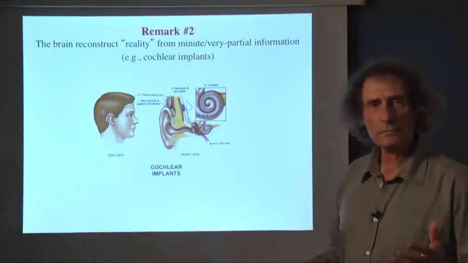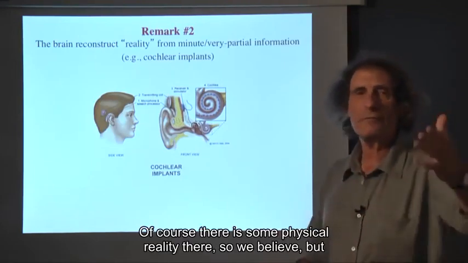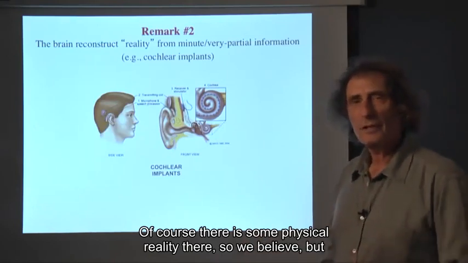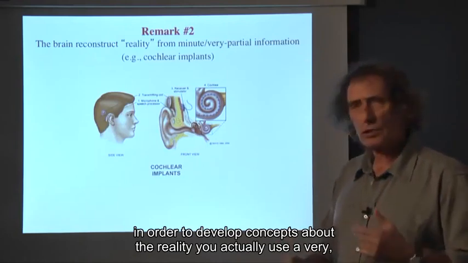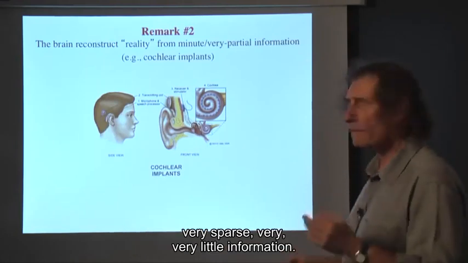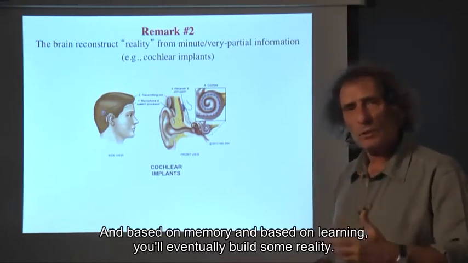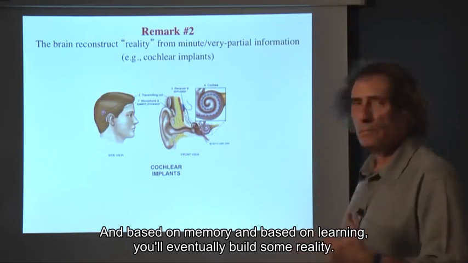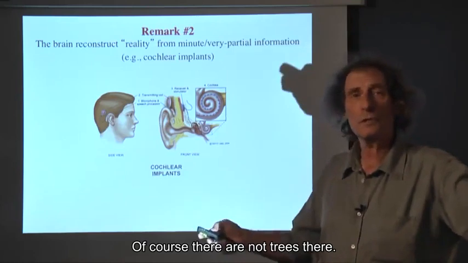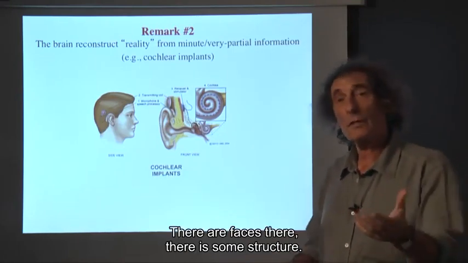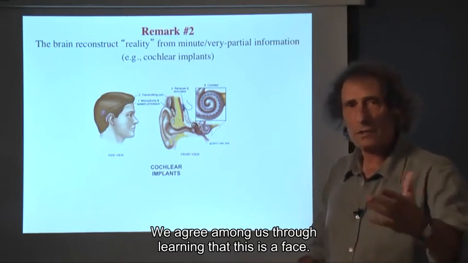The other remark, before I go into the mechanism of learning, is about reality. What is reality? Is there a reality there? Of course, there is some physical reality there, so we believe. But in order to develop concepts about the reality, you actually use very, very sparse, very, very little information, like the one I showed you about the cow. And based on memory and based on learning, you eventually build some reality.